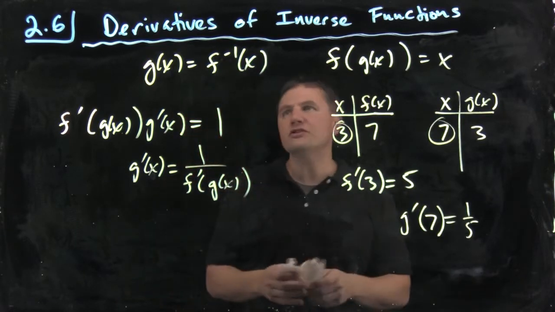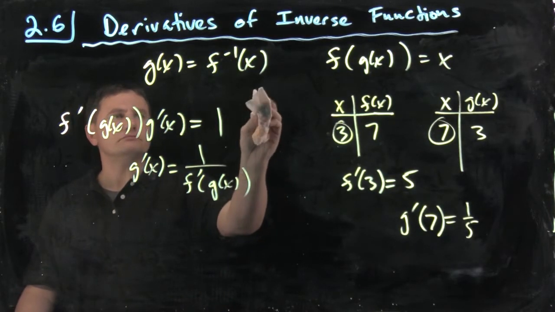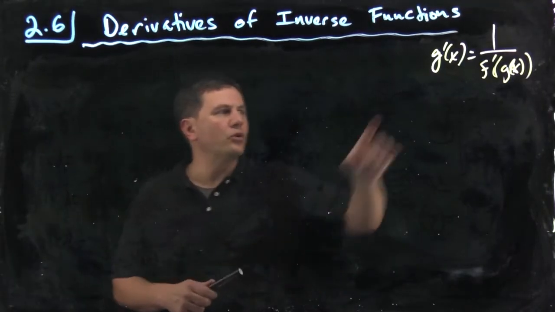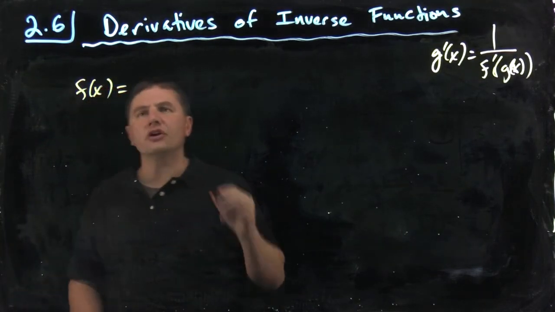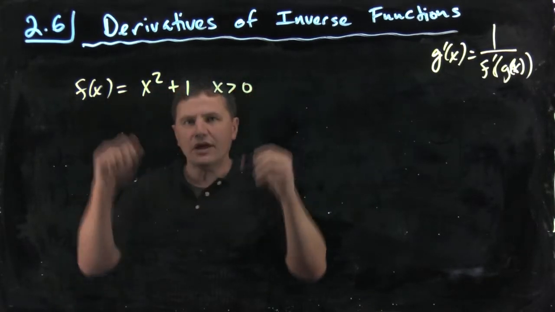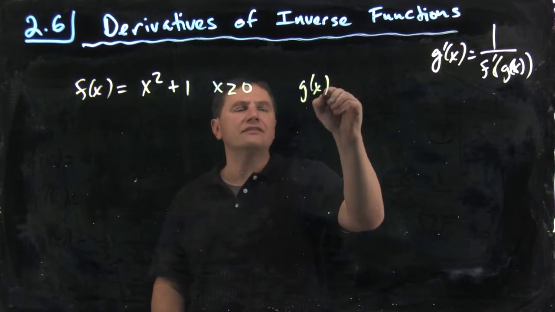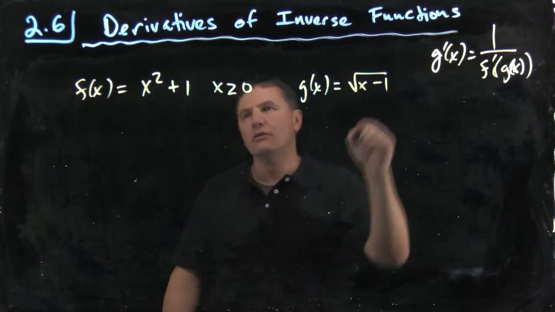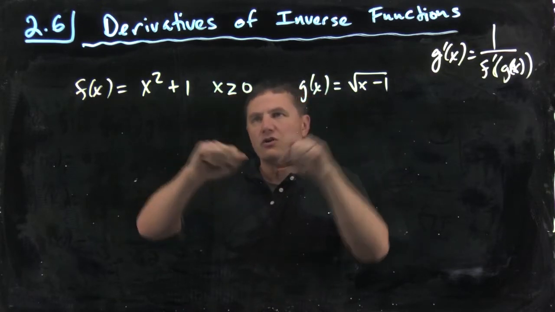Okay, let me just confirm this with an easy function here. Let's make this kind of basic. Okay, so I put our rule over here. So let's say we have our function f of x, which I'm just going to call x squared plus 1, and we're only talking about the positive values of x to make sure that this is 1 to 1, okay? And that means that g of x is going to equal the square root of x minus 1, right? Now I'm not doing the plus or minus, once again, because we are talking about functions here.